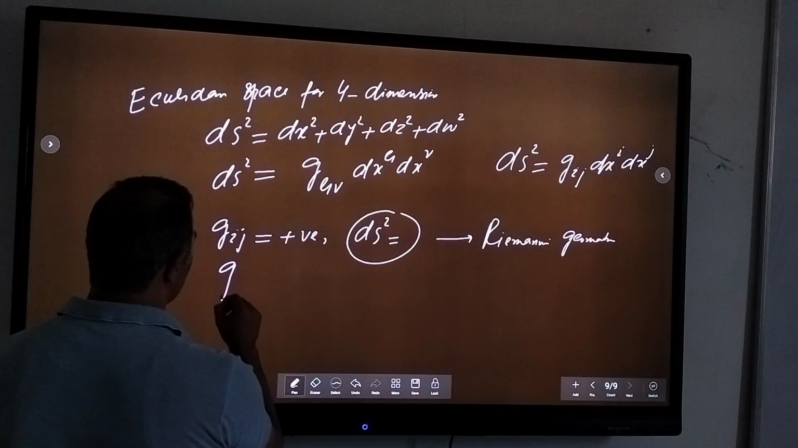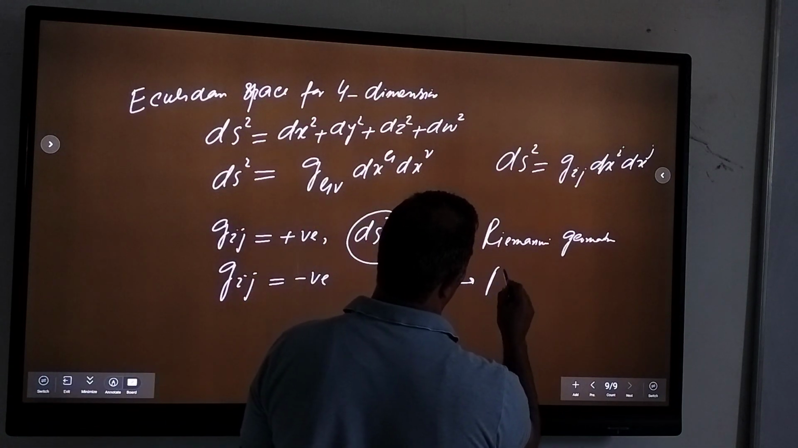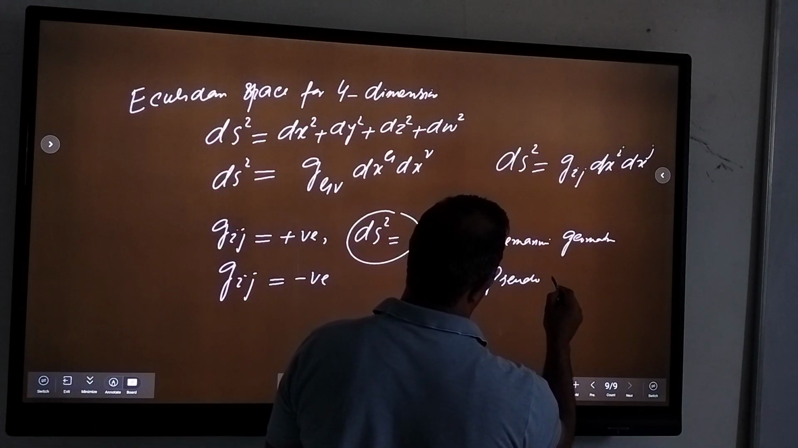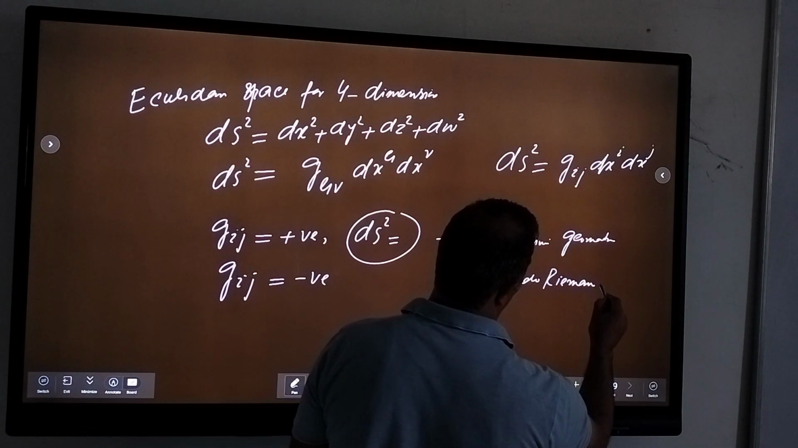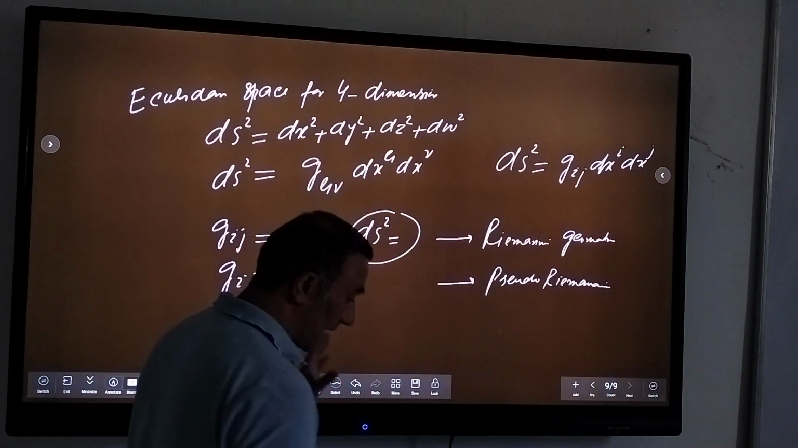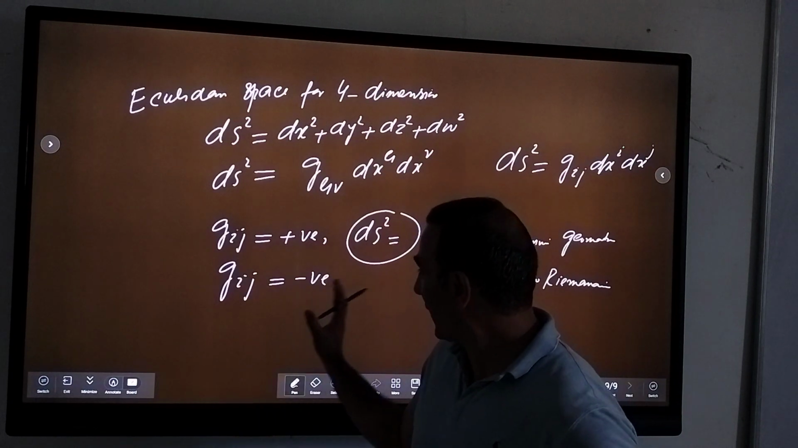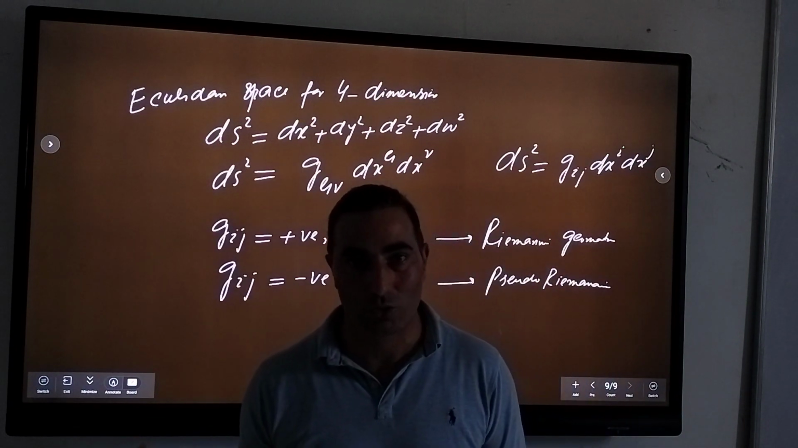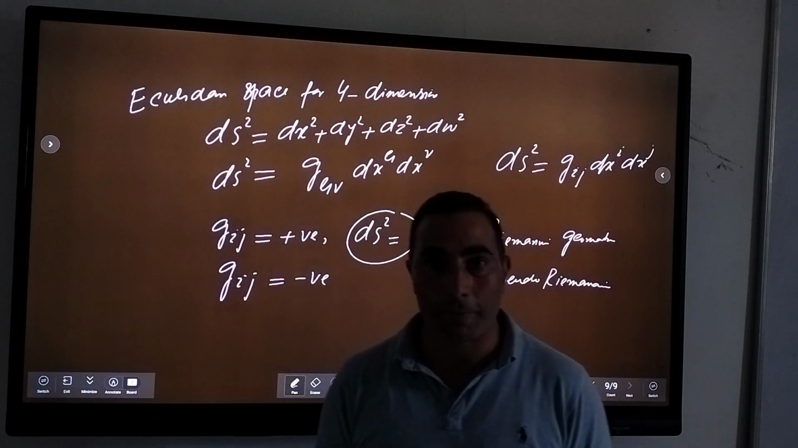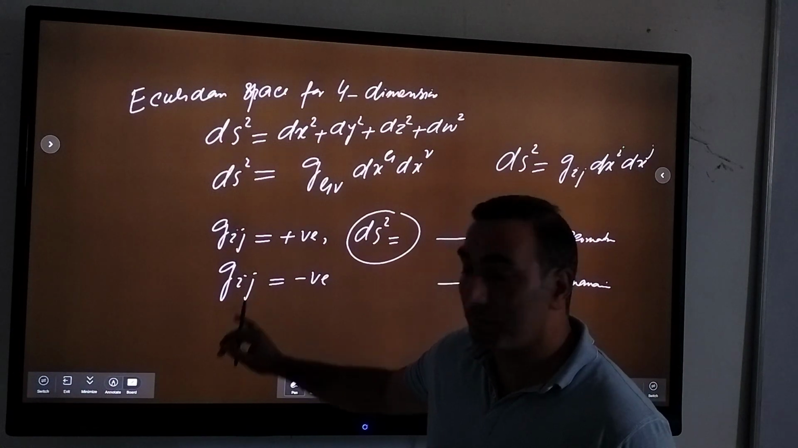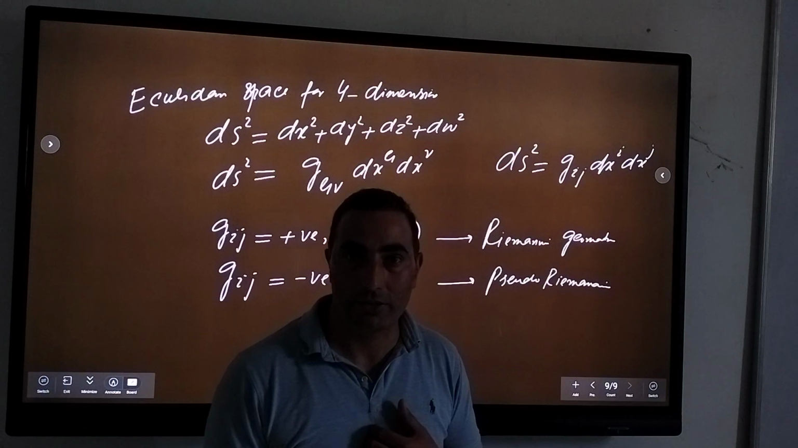And similarly, if g of ij, this metric tensor, is negative, in that case our ds square, the length element, can be greater than 0, equal to or less than 0, depending upon the value of this metric tensor. So if it is negative, that geometry is called pseudo-Riemannian geometry, right?